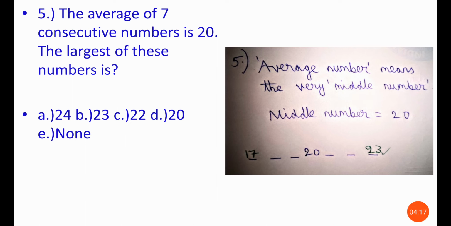So it is clearly given the middle number is 20. Among 7 numbers, the middle number is 20 means before there are 3 numbers and after there are 3 numbers. After 21, 22, 23. The 23 is the largest number among the 7 numbers. Option B is the right answer.